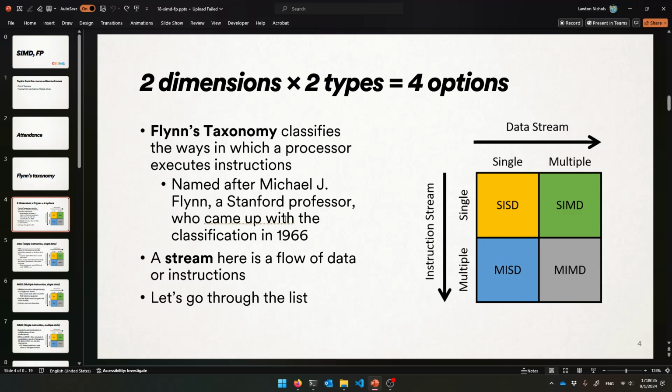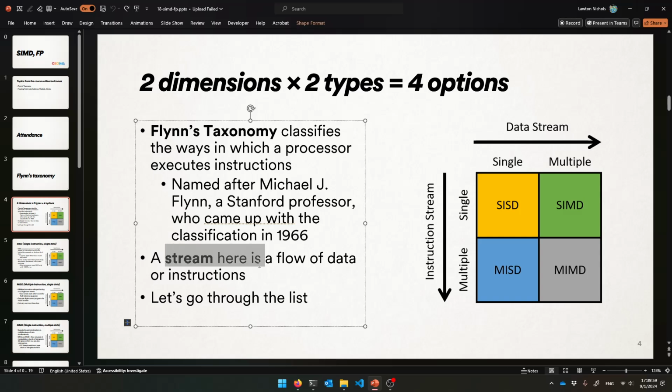It's named after a dude from Stanford who came up with this back in the 60s, and it has stood the test of time, just kind of like Moore's law, right? So there are two axes to this that build this 2x2 box. There's an instruction stream axis and a data stream axis, and you can either have single instructions or multiple instructions, or single data or multiple data. All right, what in the world does that mean?